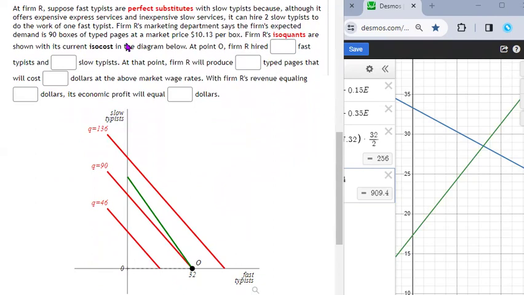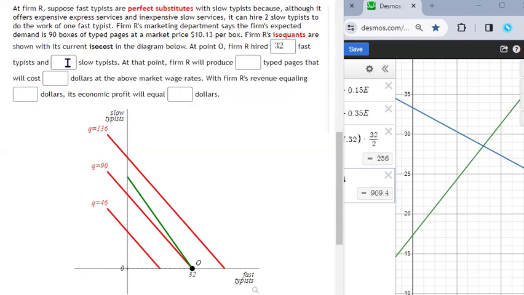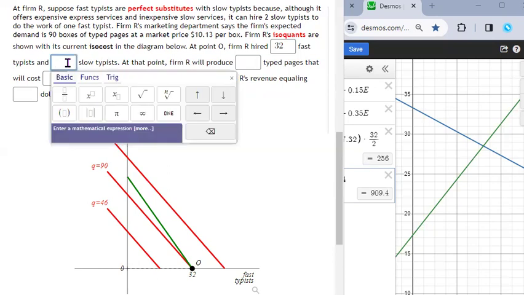Firm R's isoquants are shown with its current iso-cost. The green line is the current iso-cost. And there's 3 isoquants. Now, in reality, there's going to be infinitely many, right? At point O, firm R hired 32 fast typists, right? And 0 slow typists.